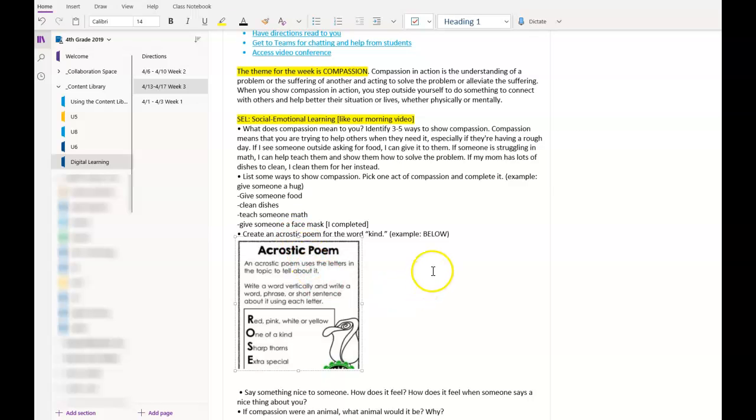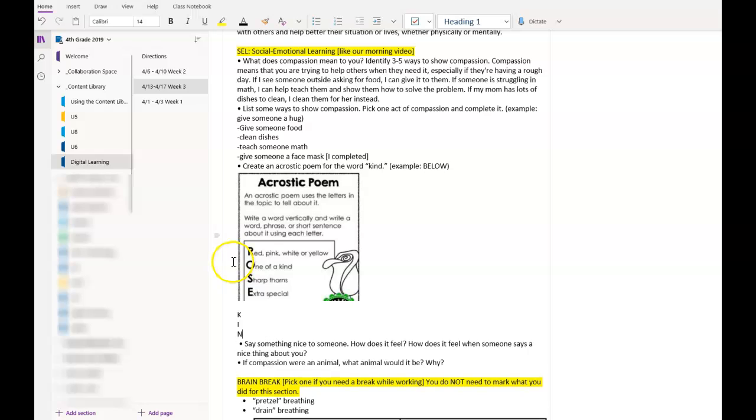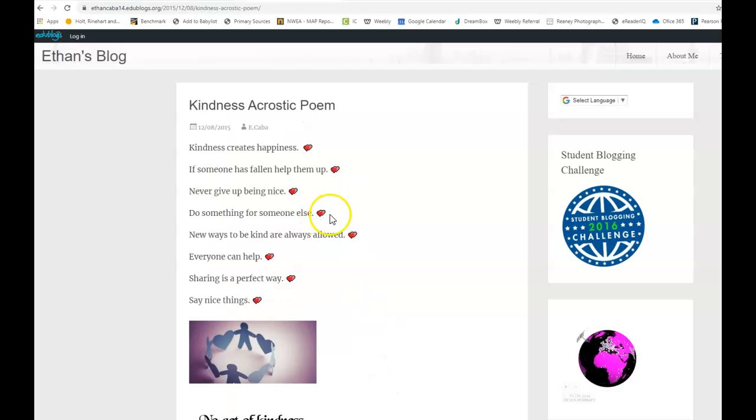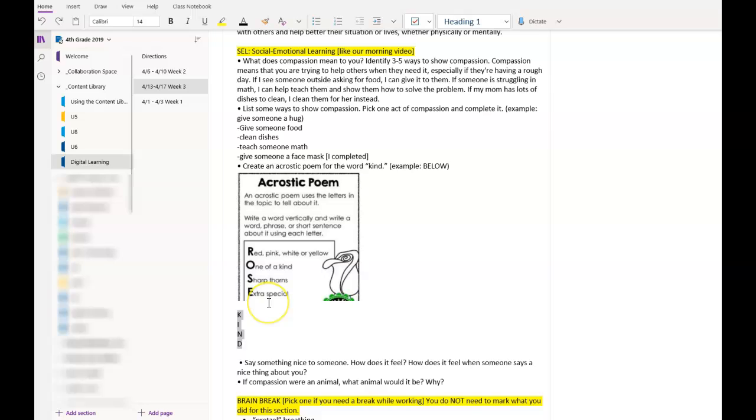Okay, so now we have this next one, which is our acrostic poem. An acrostic poem just has the word spelled out. We're spelling out the word kind. And they just are forming a sentence or a description. So our first sentence or description needs to start with a K, then an I, then an N, then a D. So here's my acrostic poem. I did not write this one. I found it off of a person's blog, off of Ethan's blog. And I've just used it for several years now because I thought he did such a good job. He actually does kindness, but I really liked his kind one.